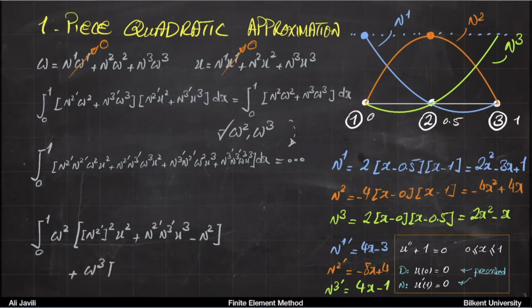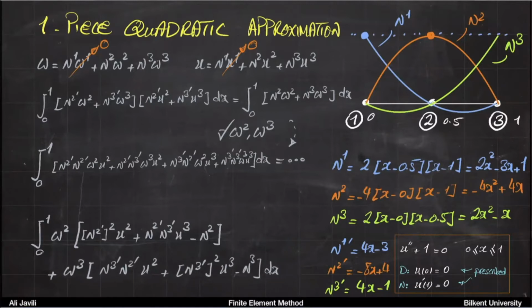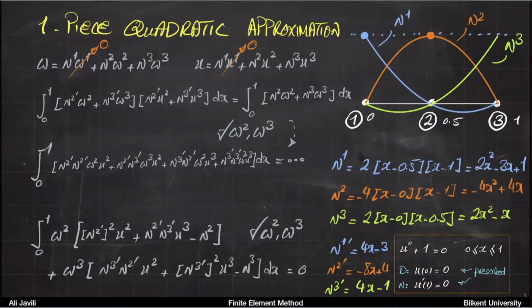Now a similar game with the coefficients of W3, then you would have N3 prime, N2 prime, U2 plus N3 prime squared, U3 minus N3. And then again, integral of that times dx. Now, all of this must be 0 for any W2 and W3. Does that make sense? Please feel free to interrupt me if you have any question.